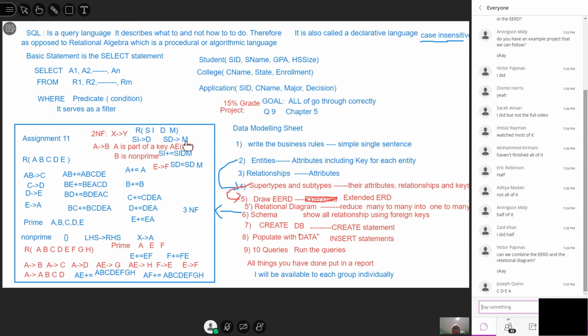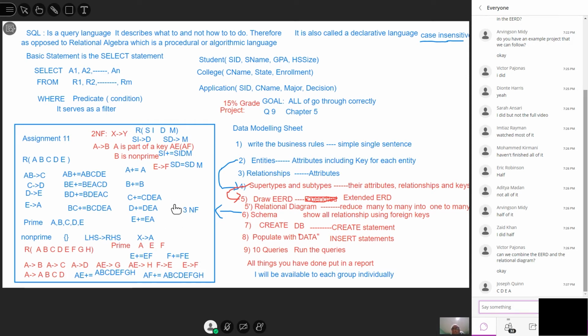Is it dependent on part of SI, S or I? No, M is dependent on SD. So therefore, it is in second normal form. So don't let it confuse you. Also, if you want to disprove something, please give one counterexample and go on. Okay, to the next question.